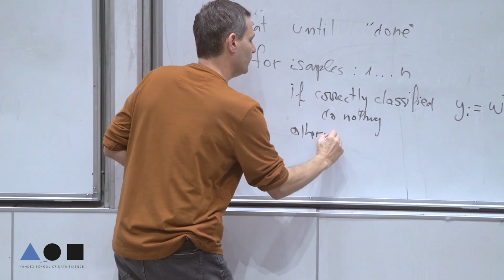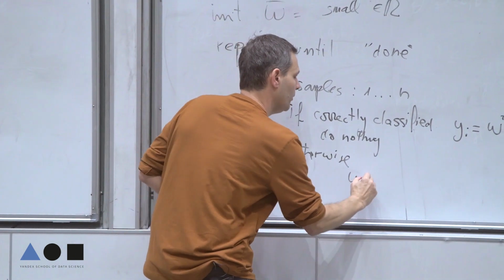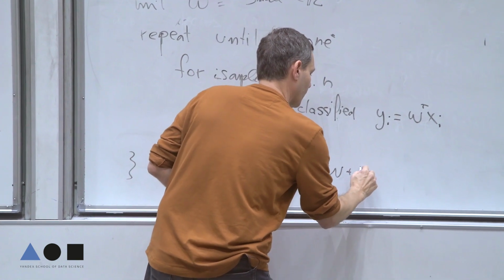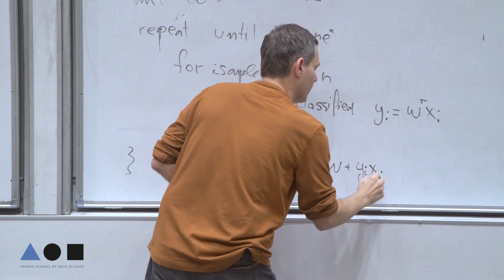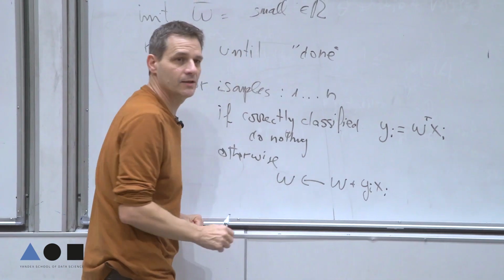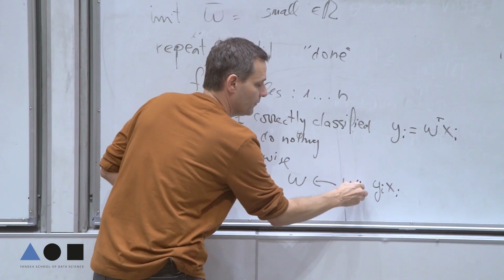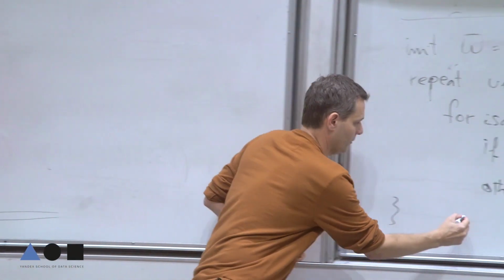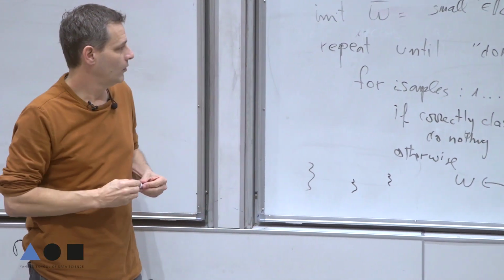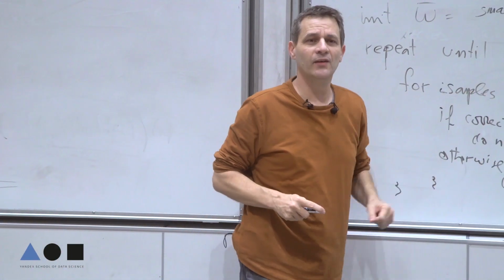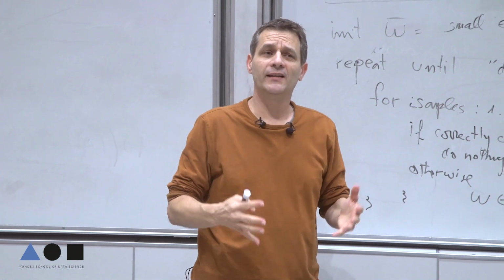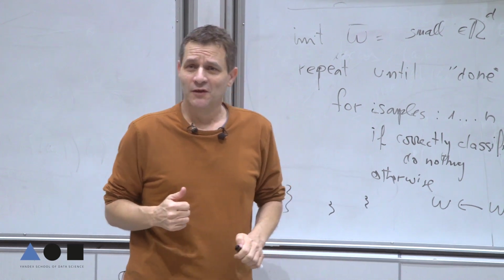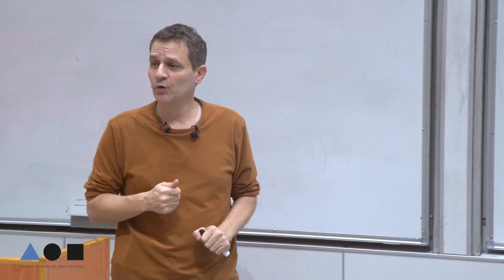Otherwise, what you do is you change W, and you add to W yi times xi. And sometimes, and this is perhaps the way you learn it, you have a scalar here, kind of a step size. The original algorithm actually has that as 1. Now, when I said repeat until done, I meant you repeat that until all the data is correctly classified and you need to do nothing. And there's a proof that this algorithm would stop.